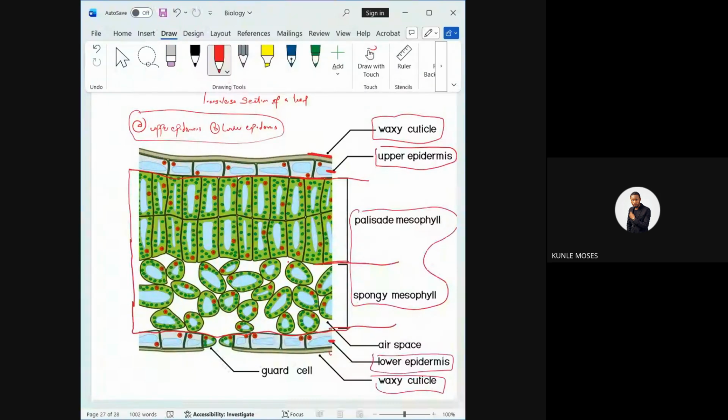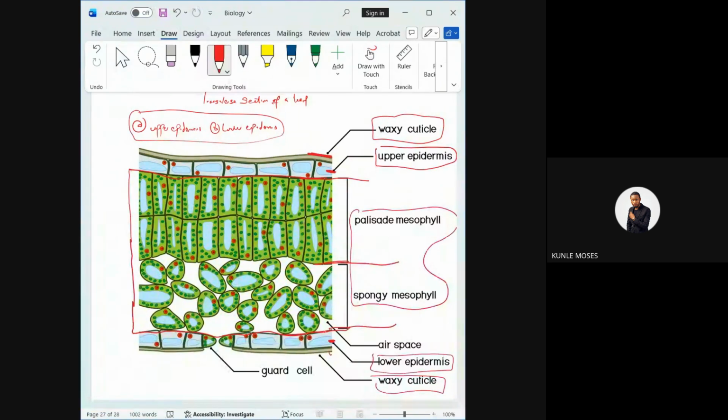And the last structure there is this one here, the one downward. So the one downward contains both the wasi cortical, the lower epidermis, and now it contains the guard cell. You can see the first structure does not contain the guard cell, but it contains wasi cortical and the upper epidermis. The last structure contains the lower epidermis, the wasi cortical, and the guard cell. The wasi cortical downward is the same as the wasi cortical upward. But the epidermis, we have upper epidermis and lower epidermis.